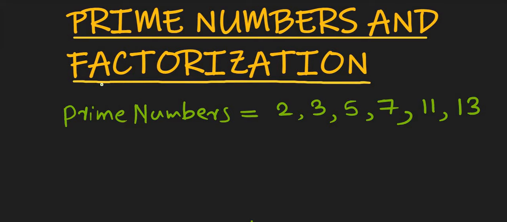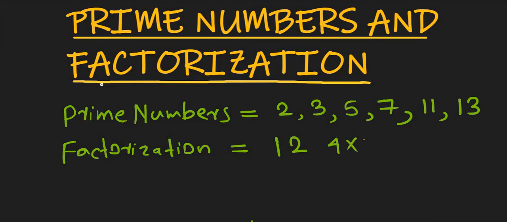Now, what is meant by factorization? Factorization is where we find the factors of a given number. Let's say we find the factors of 12. We get 4 into 3 as factors of 12. So what is meant by prime factorization? Factors of 6 are 3 into 2.